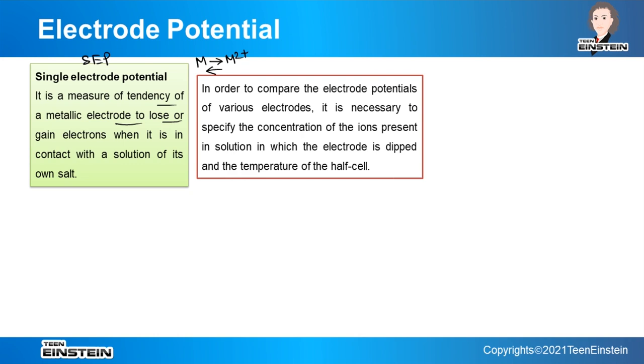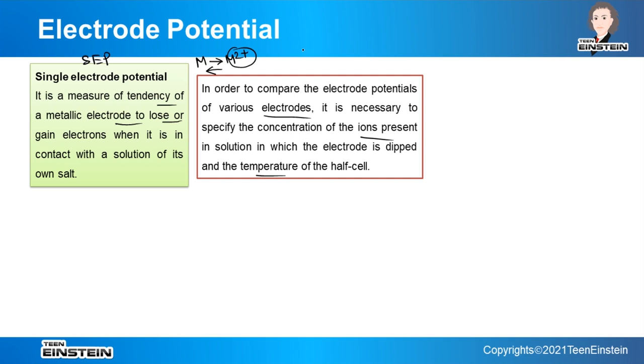Now, in order to compare the electrode potentials of various electrodes, suppose there are single electrode potentials of several systems. What is necessary? It is necessary to specify the concentration of ions present in the solution in which the electrode is dipped. That means you have to mention the concentration of the cation, and also we have to mention the temperature of the half cell. Why? Because electrode potential is dependent on the concentration as well as the temperature of the half cell.